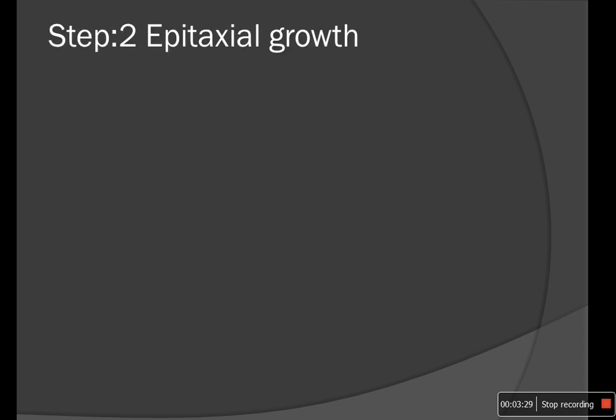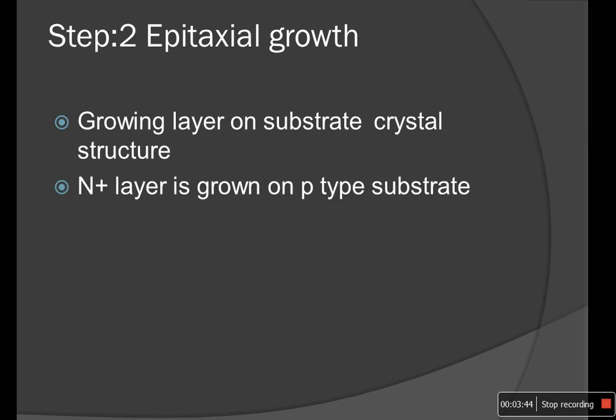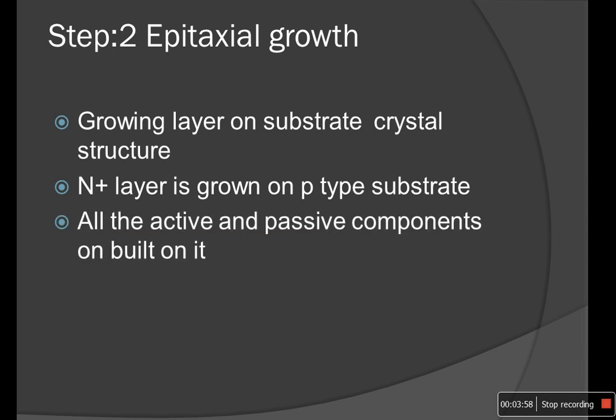Step 2 is the epitaxial growth, growing a layer on the substrate crystal structure. On the substrate material we have taken, we grow one more layer. Mostly an N plus layer is grown on the P-type substrate, that is, a highly doped N layer is grown on the P-type substrate. All the active and passive components are built on it.